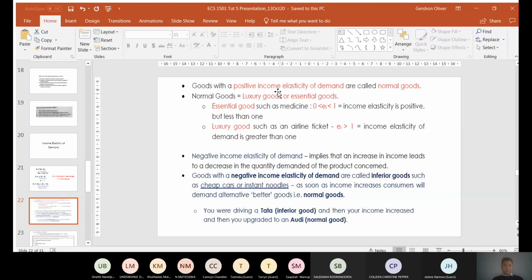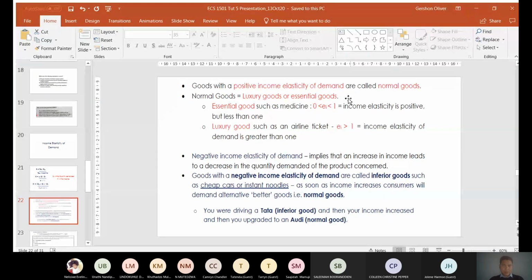Goods with a positive income elasticity of demand are called normal goods. I need you to understand that, so please make a note somewhere. Goods with a positive income elasticity of demand are called normal goods. When you have a negative income elasticity of demand, those goods are inferior goods.